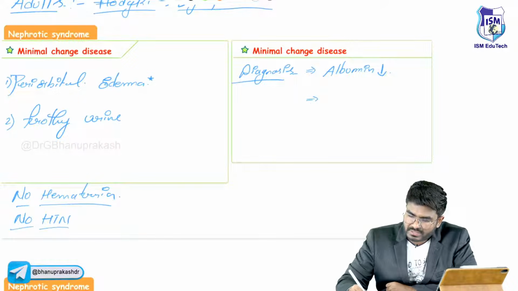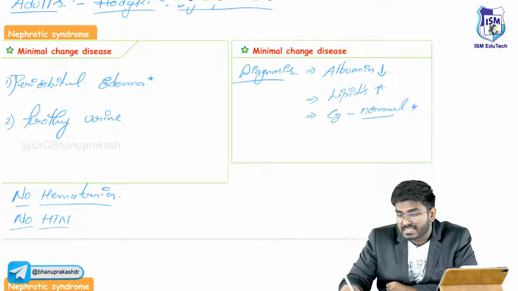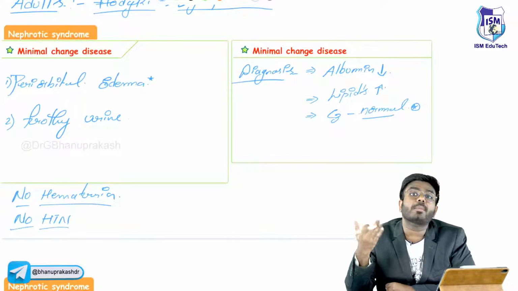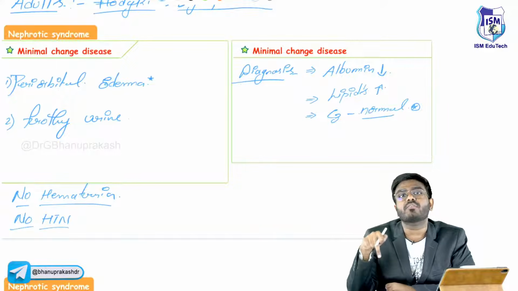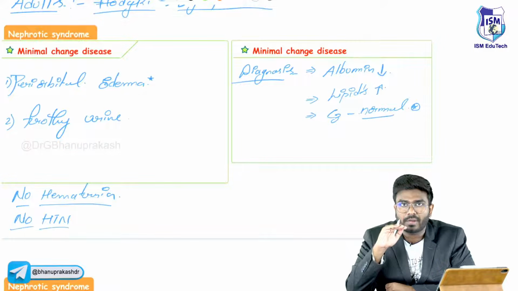What happens to the lipid levels? I have explained, LDL cholesterol increases, lipid levels will start to increase. Now the complement levels, C3 levels, are going to be normal. Why? Because there are certain diseases, later on you will understand. C3 levels go down in certain types of nephrotic syndromes, but this is the nephrotic syndrome where the complement levels are in the normal range.